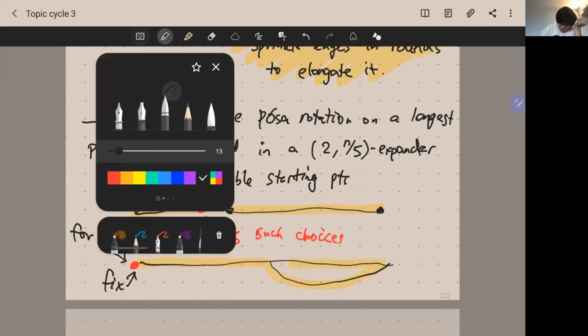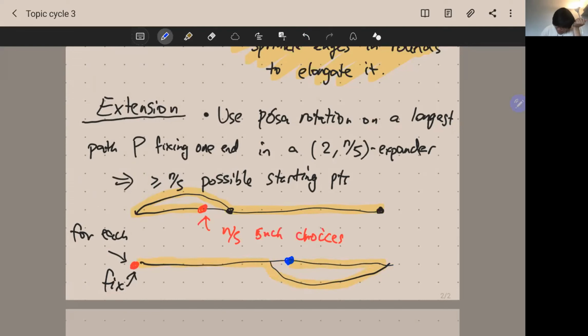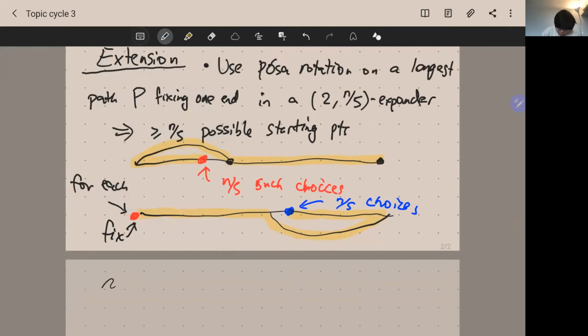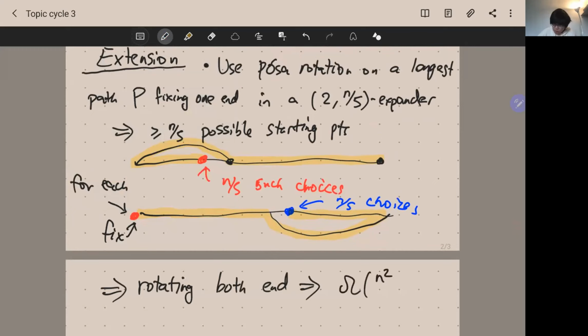So for each one of these new guys, we again get n over 5 choices, right? It could be that this n over 5 red set and n over 5 blue set overlap, but at least we get quadratically many possible pairs of n points from different ends. So this in particular implies that when we rotate both ends, we get at least n over 5 choose 2 pairs.